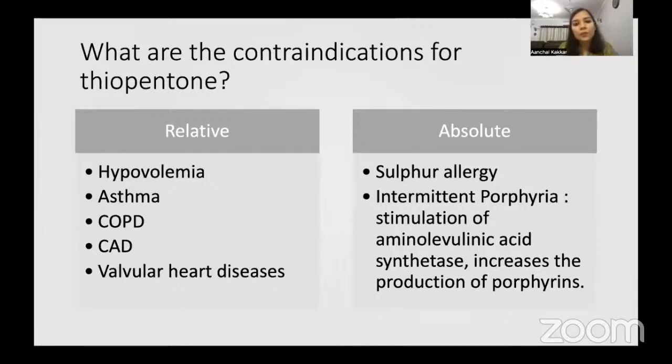Absolute contraindications for thiopentone are sulfur allergy and intermittent porphyria. Why intermittent porphyria? Because thiopentone stimulates the aminolevulinic acid synthetase, and this increases the production of porphyrins.